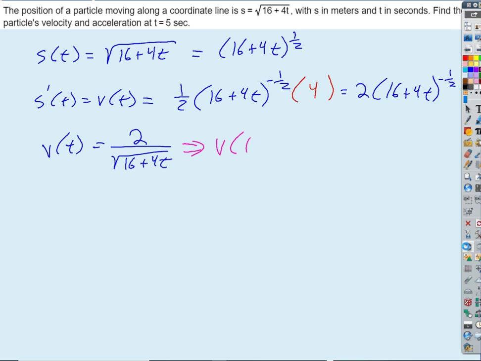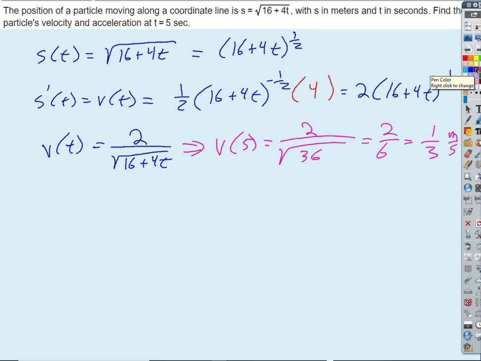v of 5 is going to equal 2 over the square root of 16 plus 20, the square root of 36. What's that? 6, good, so I'm going to get 2/6, which is 1/3, and whatever units we're using. They even tell us, meters, so meters per second. Okay, so now we want to do acceleration.